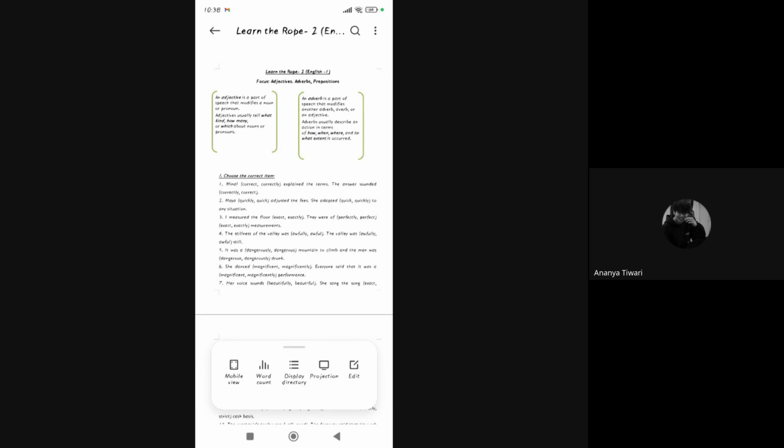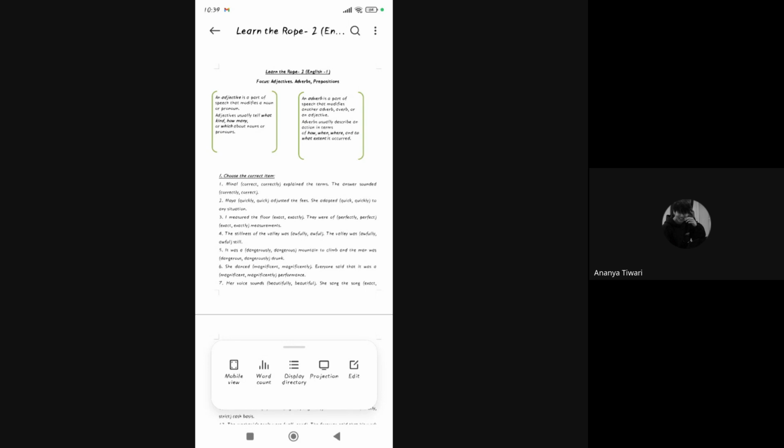Okay, so those brackets just talk about what we just discussed, right? About what's an adjective and an adverb. So just quickly read through, right? An adjective is a part of speech that modifies a noun or pronoun or anything that is nominalized. They usually tell what kind, how many, or which about nouns or pronouns, right?